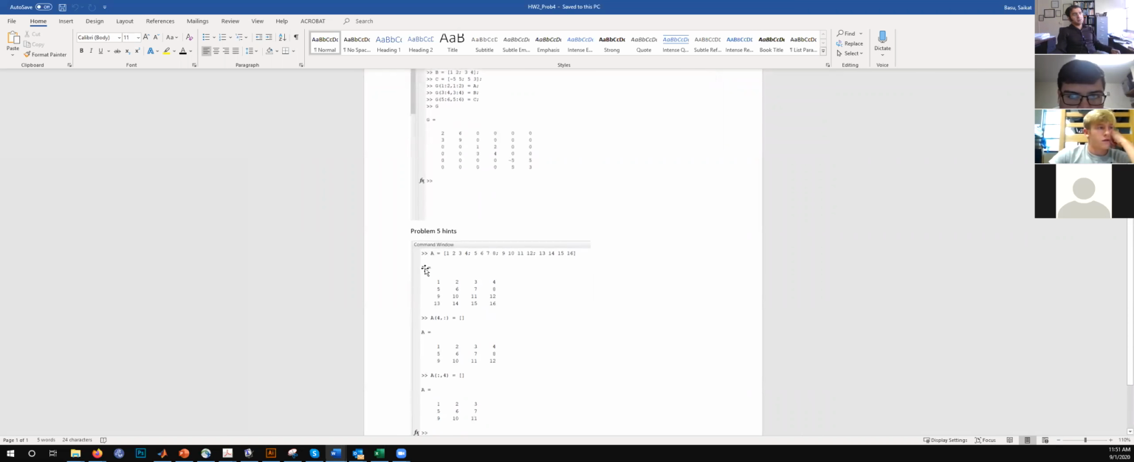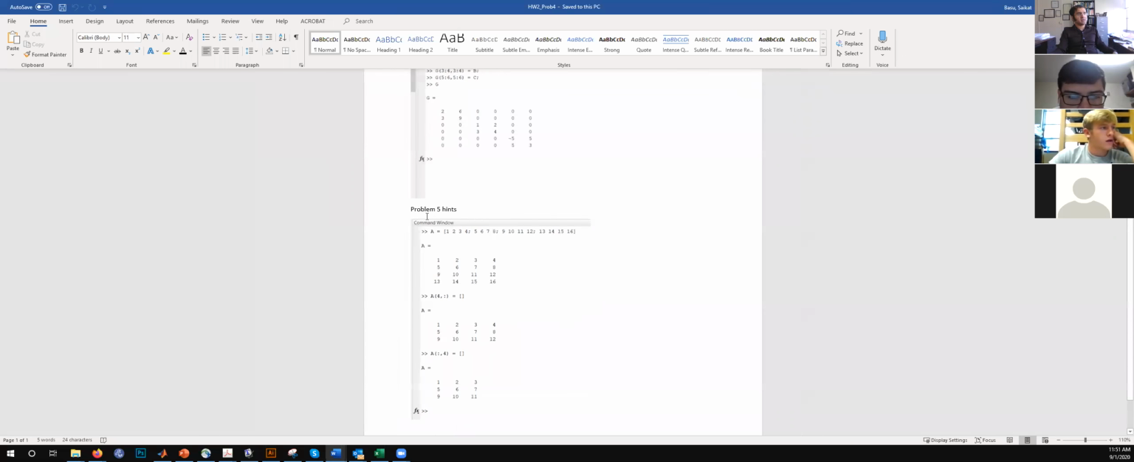Okay, so this is another hint for problem 5, where I think most of you would be able to do this. It's just removing some parts out of a matrix, and we have done this plenty of times in the lecture using this structure of a null matrix.